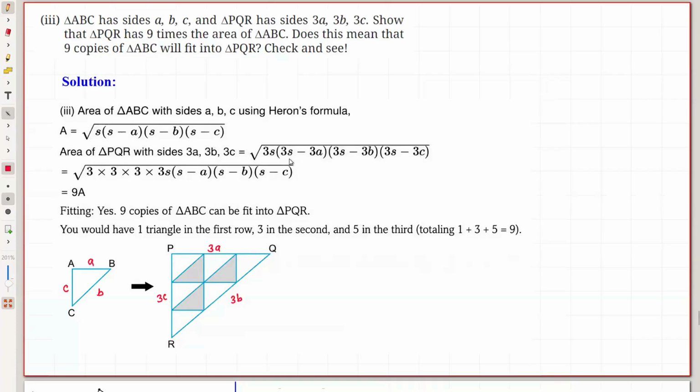From everything, you just take 3 outside, 3 outside, 3 outside. So 3 into 3 into 3, 3s into s minus a, s minus b, s minus c. From this I can just take 3 outside, and from this, 3 outside. So 3 threes are 9, 9 into A. So the answer is yes. So 9 copies of triangle ABC can be fit into triangle PQR. So 9 copies: 1, 2, 3, 4, 5, 6, 7, 8, 9. 9 triangles are fitting inside the triangle PQR.